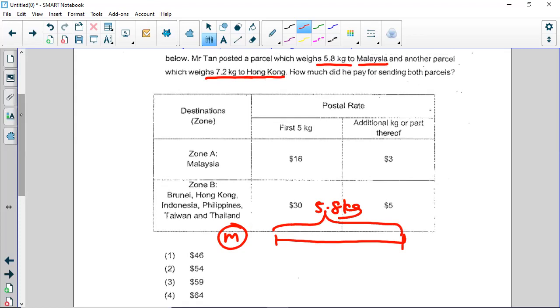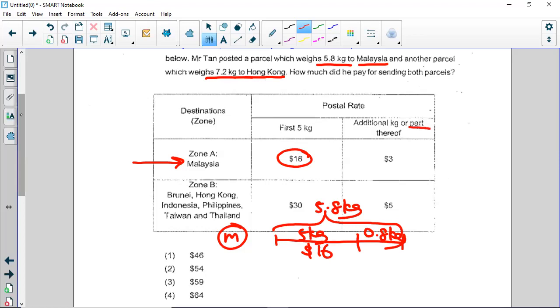So look at the right country. All right, look at Malaysia. Take out the first 5 kg, which is $16. All right, so put your working onto your line. And then there is a 0.8 kg, right? So that 0.8 kg is what? That is your additional 1 kg or part thereof.